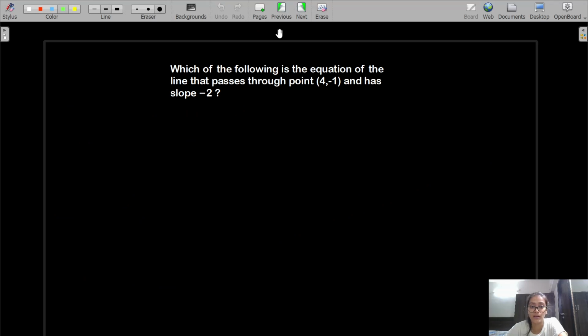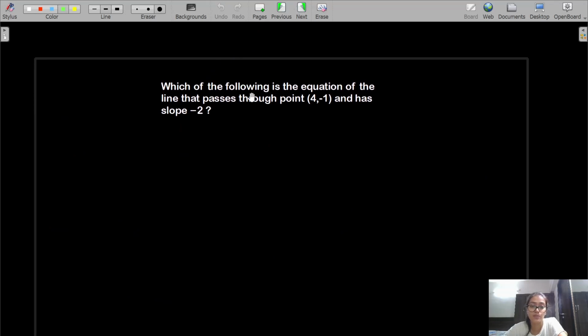So let's do a practice problem. Here we have a practice problem. It says, which of the following is the equation of the line that passes through point 4 comma negative 1 and has slope negative 2. This question had 4 options, but I intentionally removed the 4 options. So what we will do is try to find the equation of a line that passes through this point and has a slope of negative 2.